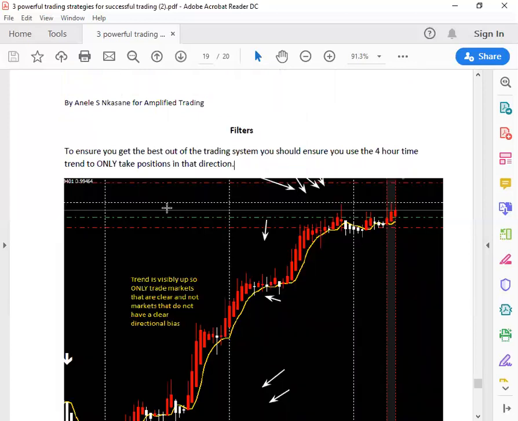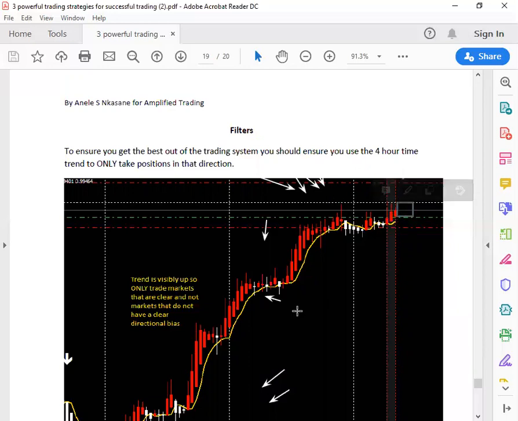So to ensure you get the best out of the trading system, you just need to ensure that you use a 4-hour time frame for your trend. So if the 4 hour shows you an uptrend, then you typically want to be taking trades in line with your 4-hour time frame. So here would be your buy.